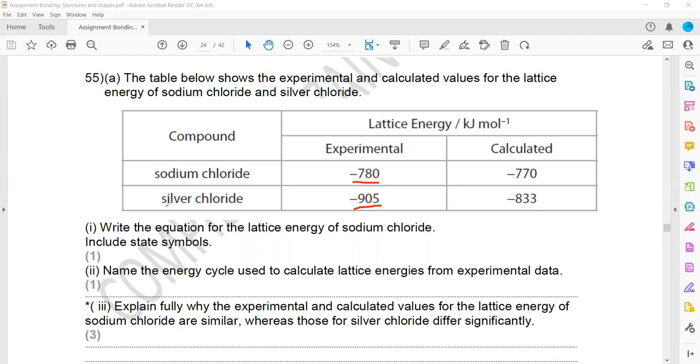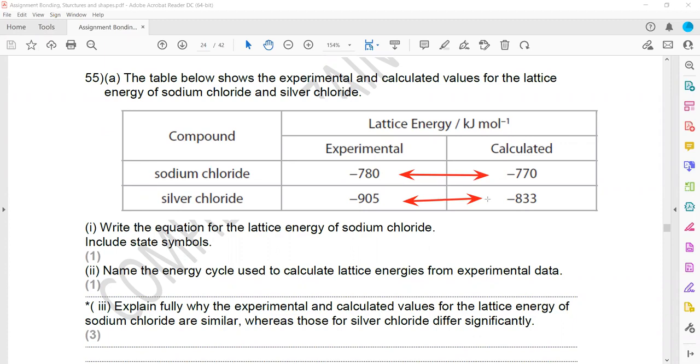Which one? Sodium chloride or silver chloride? The lattice energy for silver chloride is minus 905, whereas sodium chloride is only 780. So the strength of the bond we can determine by lattice energy. Silver chloride will have a stronger ionic bond as compared to sodium chloride.